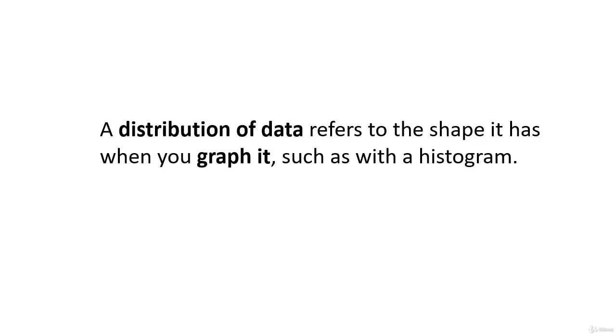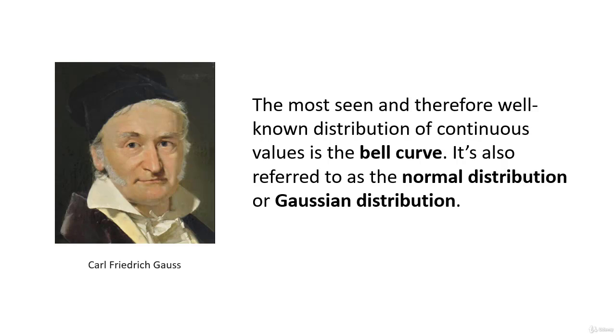A distribution of the data refers to the shape it's in when you graph it, such as a histogram. The most commonly seen and therefore well-known distribution of continuous values is a bell curve. It's also known as a normal distribution, because it's the distribution that a lot of data falls into. It's also known as the Gaussian distribution, more formally named for Carl Friedrich Gauss.